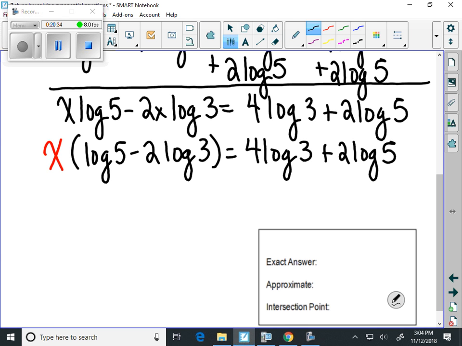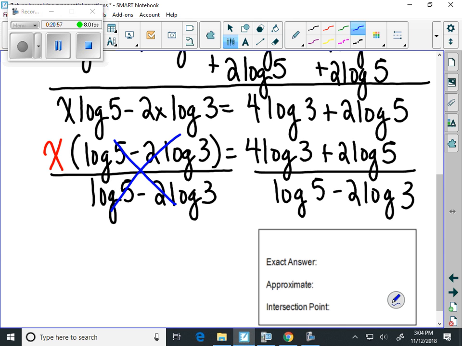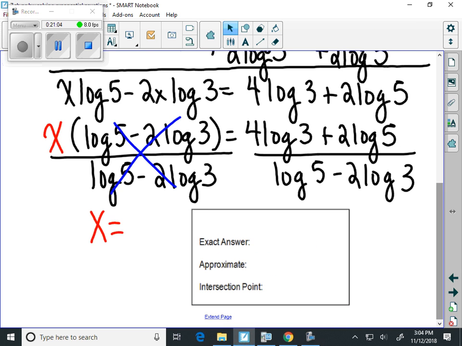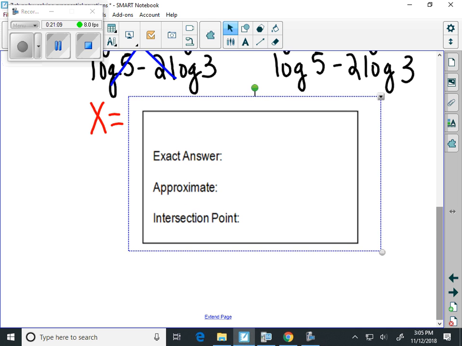It's x multiplied by what's in that parentheses, so we're going to undo that by dividing. Log of 5 minus 2 log 3, log of 5 minus 2 log of 3. And without writing that again, this part cancels out here. That gives us our x equals, which I will try to fit into our box here for our exact value. I'm going to make the box bigger so that we can maybe fit it in.